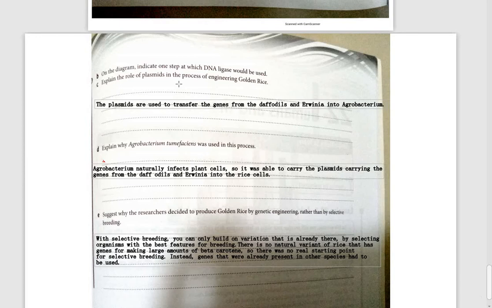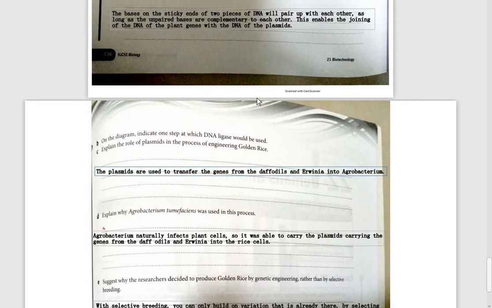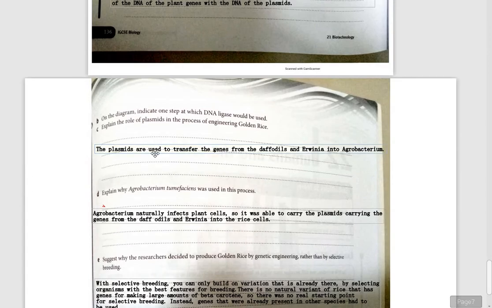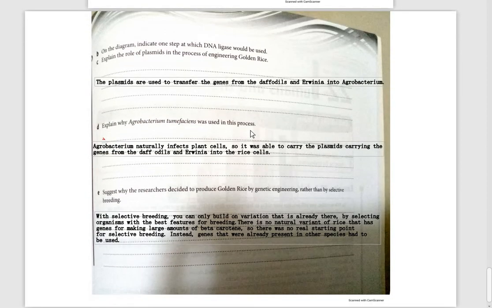And explain the role of plasmids in the process of engineering golden rice. So the plasmids are used to transfer the genes from the daffodils and Erwinia into the agrobacterium. Quite simple to explain. What's the role of plasmids? Don't get confused between the role of plasmids and why plasmids are used. They're somewhat similar, but don't confuse them.